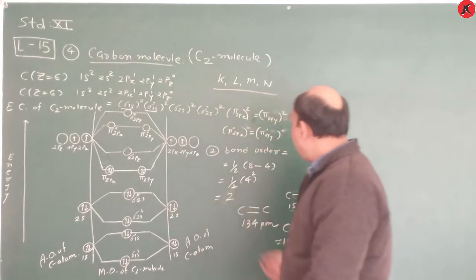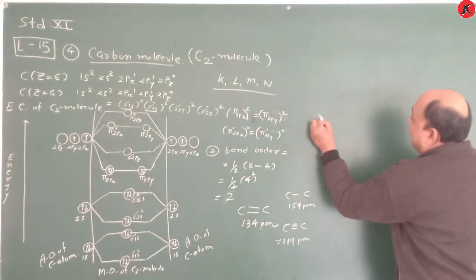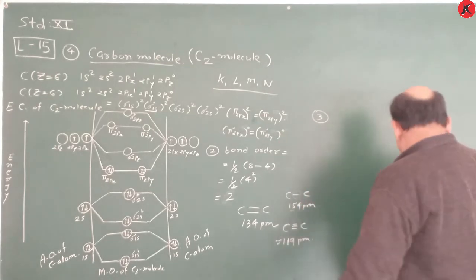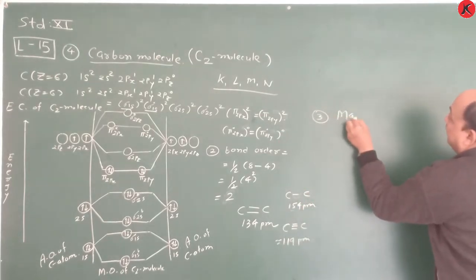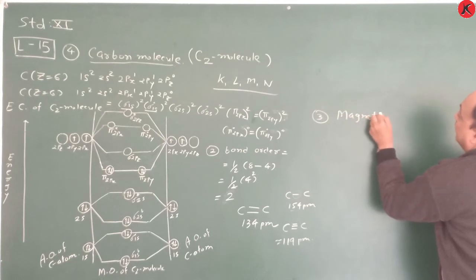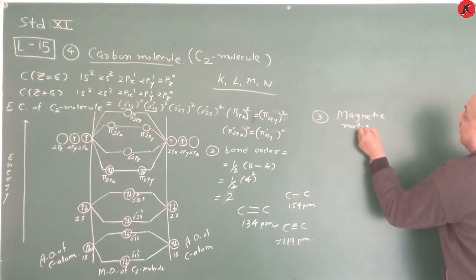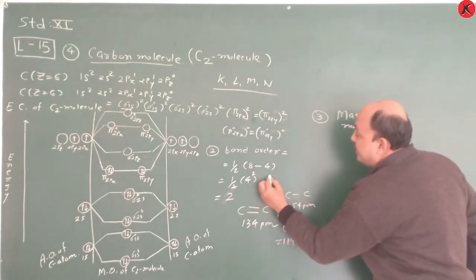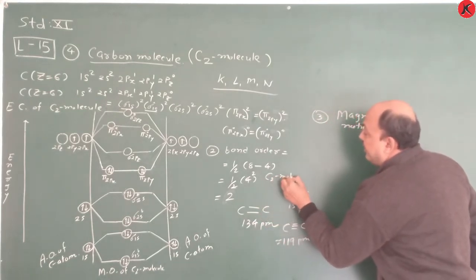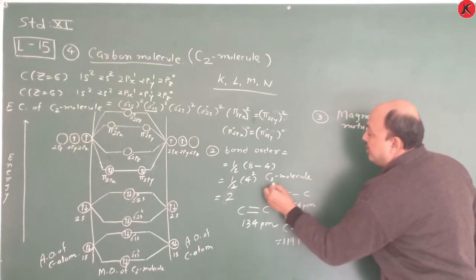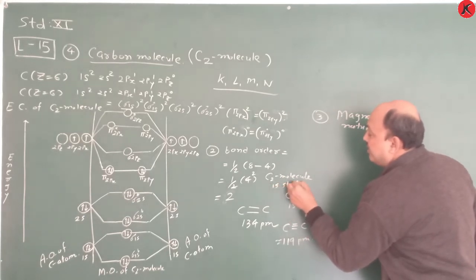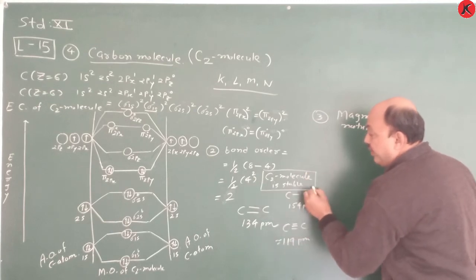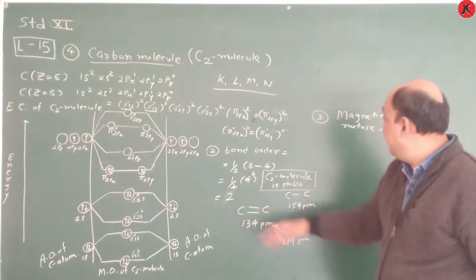Okay. Now the third one is very easy. Third one, which one? Now the magnetic nature. But here 2 is obtained. That's why this C2 molecule is stable. C2 molecule is stable. Why? Because we get a positive value. Okay, here we got a positive value, that's why.